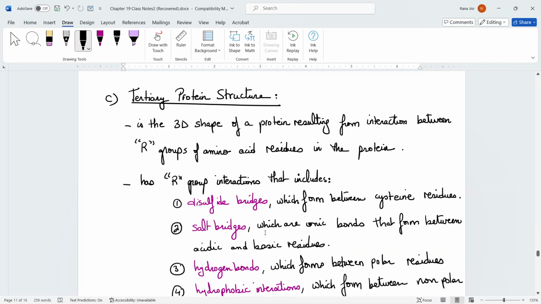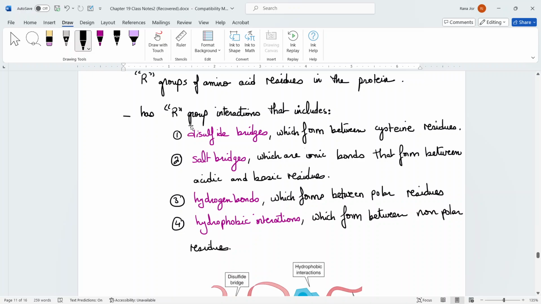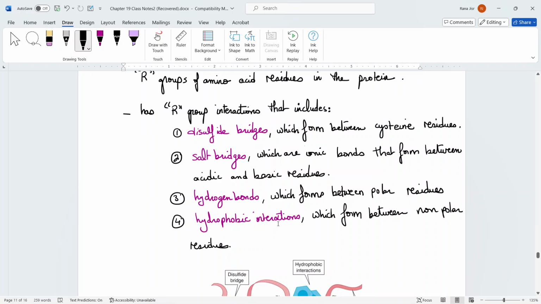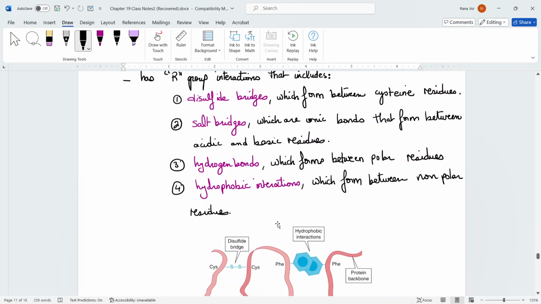Another type of protein structure is the tertiary protein structure. This is a 3D shape of a protein. It results from interaction between the R groups of the amino acid residues in the protein. And the R groups can undergo multiple interactions: the disulfide bridges, if you have a cysteine; the salt bridges, if you have ionic bonds between acidic and basic residues; the hydrogen bonding or hydrophobic interactions, if you have nonpolar residues.